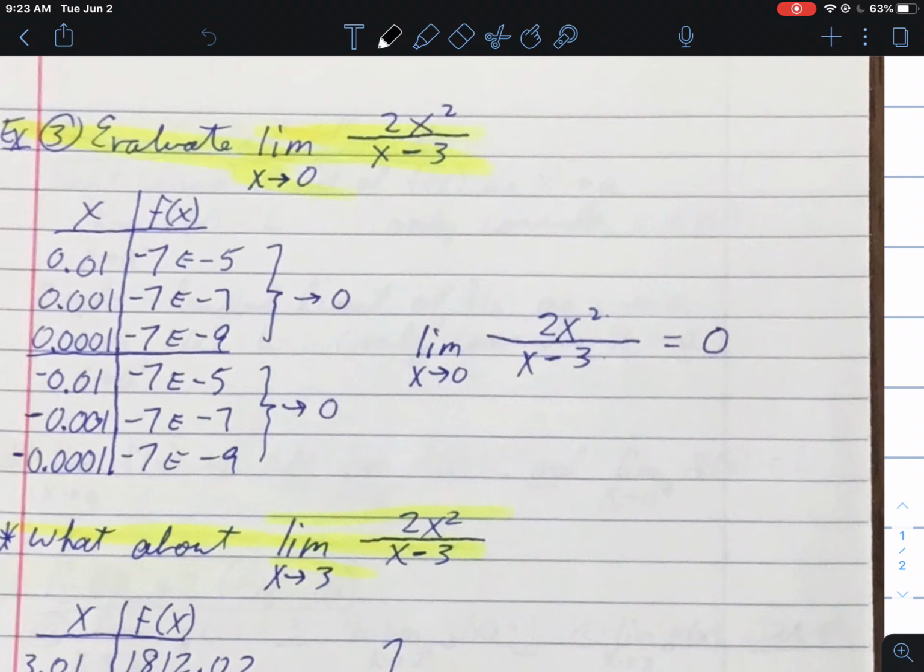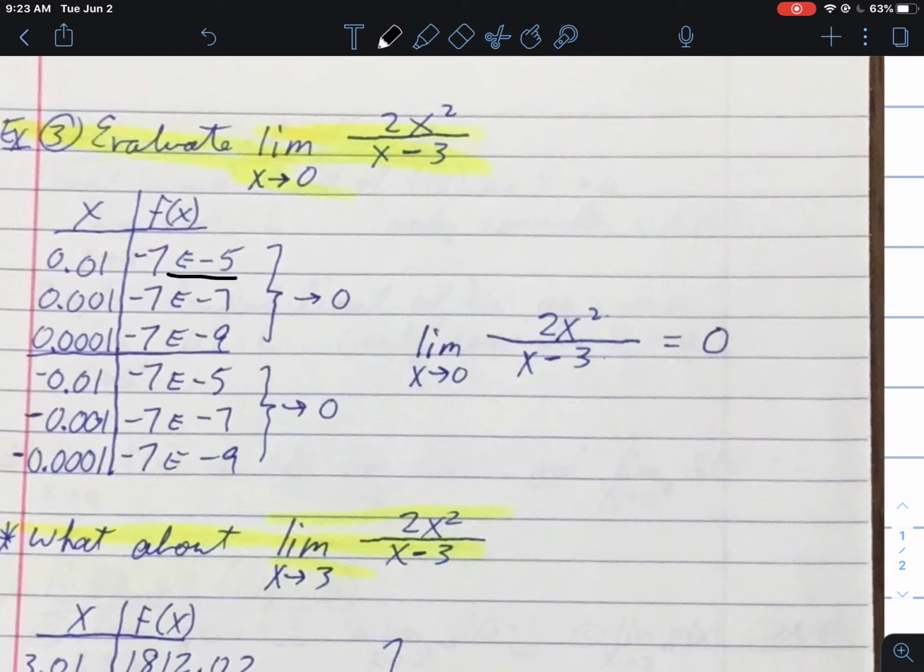And the reason I wanted to show you this one, if you plug this into your calculator, so go ahead and put the 2x squared over x minus 3 into your y equals editor. And then you go to your table. Now notice here I started with 0.01, 0.001, because I wanted to show you what happens here. And those are the values that you're going to get, or something similar. You may not get the negative 7, maybe you get the negative 6 point something something e negative 5. So my first question is, what does this mean?